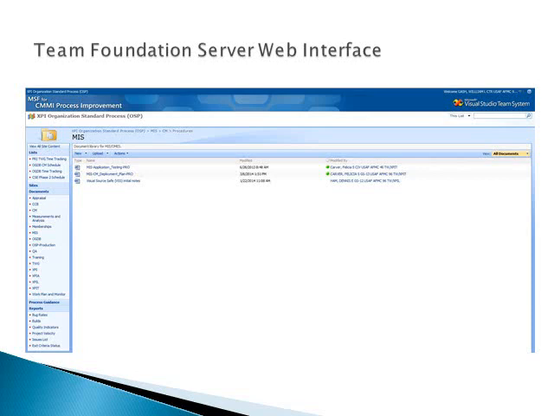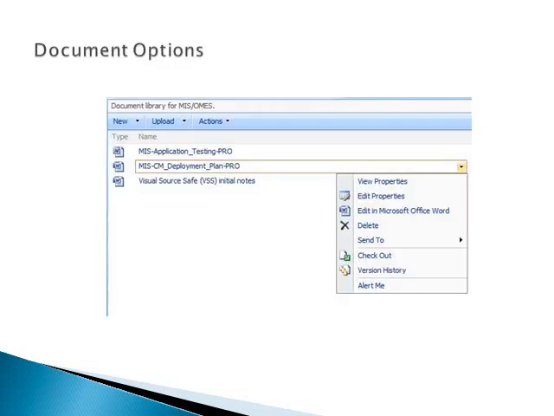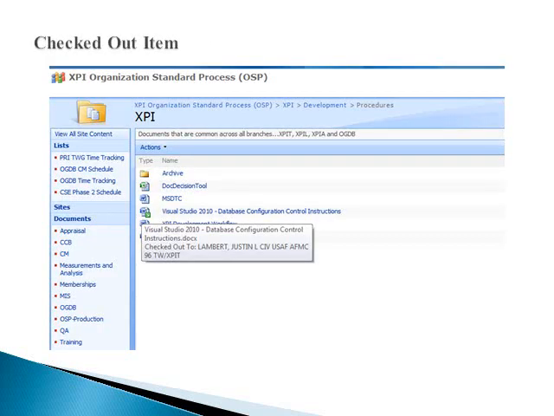A Team Foundation server web interface is available for authenticated users to view and check out items such as documents. When opening a document, authenticated users have a choice to read only or check out and edit the document. A drop-down menu can also be used to perform tasks such as checking out a document or viewing its version history. Items that are checked out can be viewed but only modified by the individual or team that checked it out.